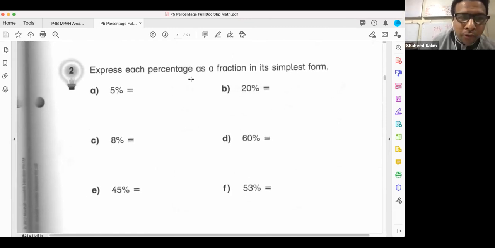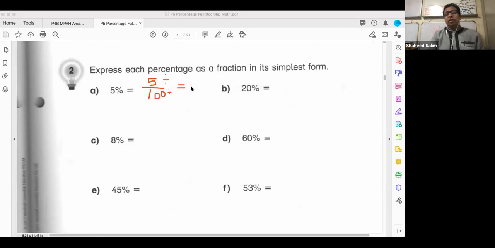Change it to fraction first, then bring to lowest terms. If you do not know how to do this one, remember, what is percentage? Percentage is a fraction with denominator of 100. Now you bring it to lowest terms. Can divide by what? You can use your calculator.